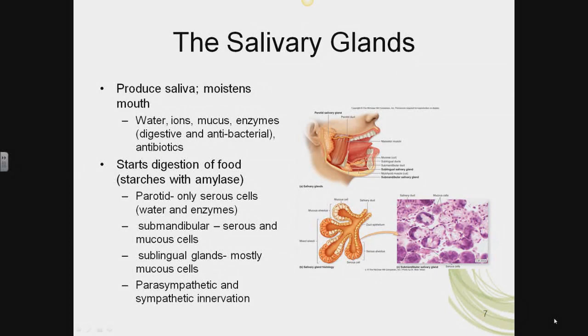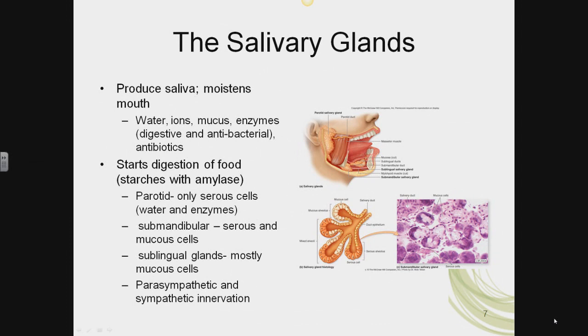Serous cells secrete a watery fluid containing ions, lysozymes. That lysozyme helps protect you from bacteria, and salivary amylase. Salivary amylase is the enzyme that begins carbohydrate digestion. So chemical digestion begins, albeit for a short time, in your oral cavity with the digestion of carbohydrates, at least the beginning of it.